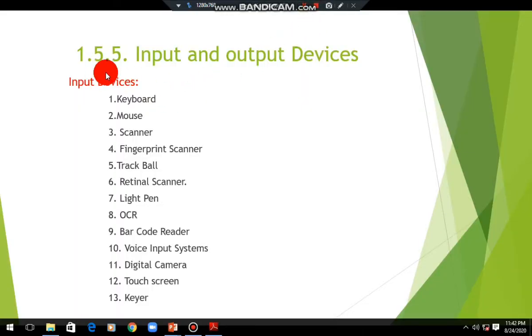Now we see the next topic, that is 1.5.5 Input and Output Devices. In this topic we are going to discuss some of the input and output devices used in your computers. Now you can see what input devices are given in your book. Totally we have 13 input devices: keyboard, mouse, scanner, fingerprint scanner, trackball, retinal scanner, light pen, OCR, barcode reader, voice input system, digital camera, touch screen, keyer. These are all the input devices, and we can discuss them one by one.